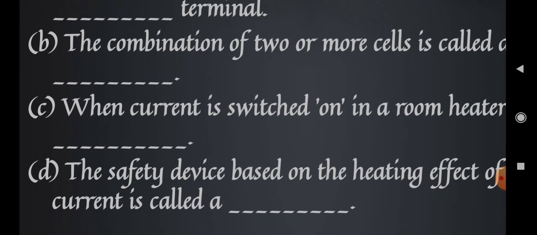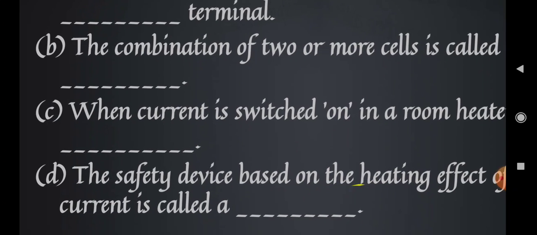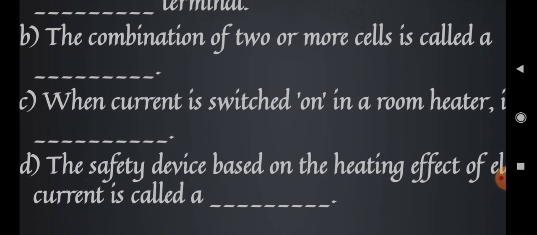Next, when current is switched on in a room heater, it dash. Countdown: 5, 4, 3, 2, 1. When the current is passed through the heater, what is the function of a heater? To make your room warm. As you switch on the heater, the heater will become hot and make your room warm. So the answer is it becomes hot.